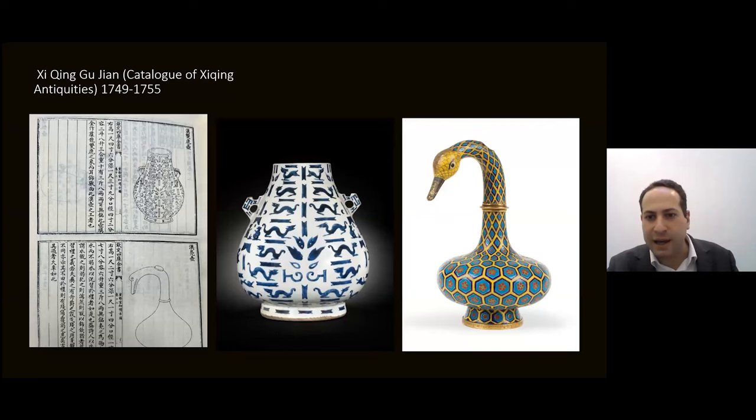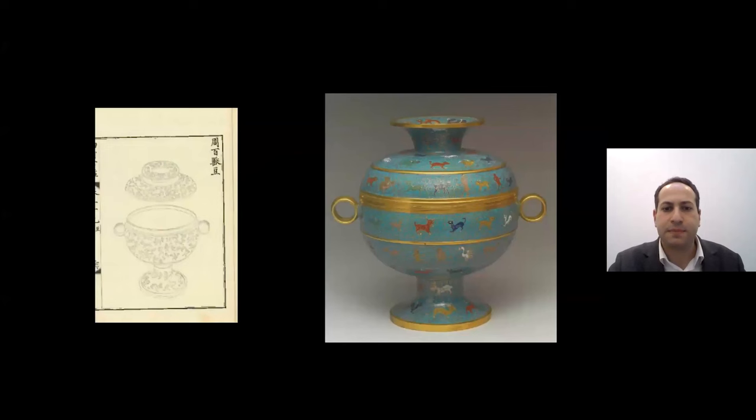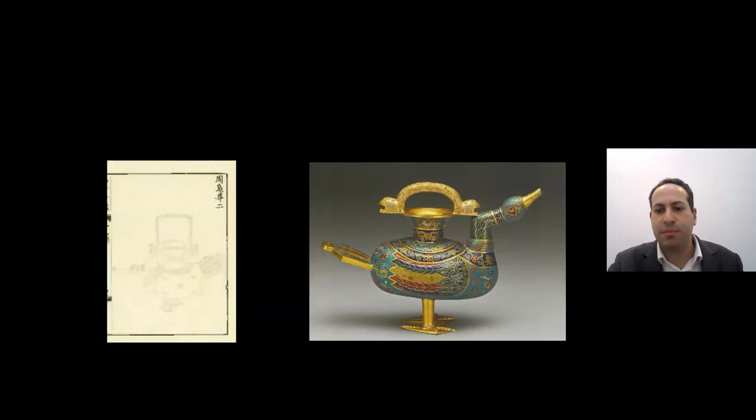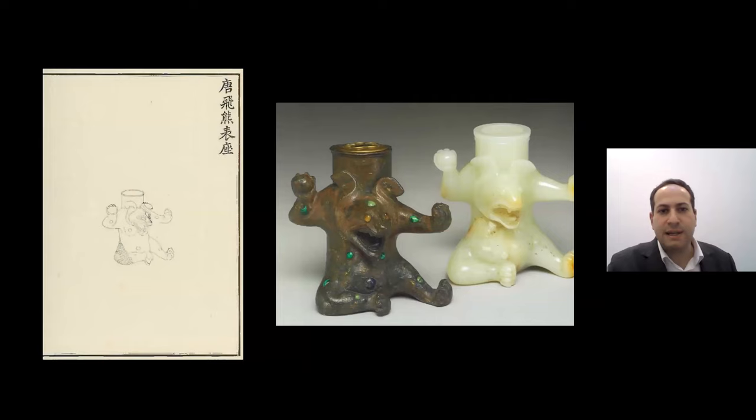On the left, you see the catalog, the Xiqing Gujian, and then how the craftsmen and potters and makers interpreted that. And again, with cloisonné here. So during this time, there's a lot of looking back to tradition and the past and China's ancient heritage. And then you get Han Dynasty bears. Actually, here it's described as Tang, but I think probably earlier. And then a jade replica made in the Qianlong era.